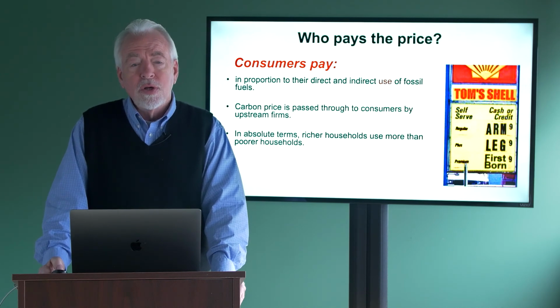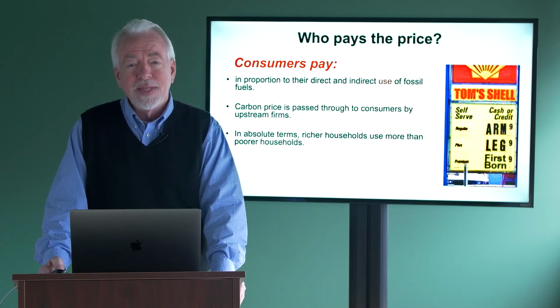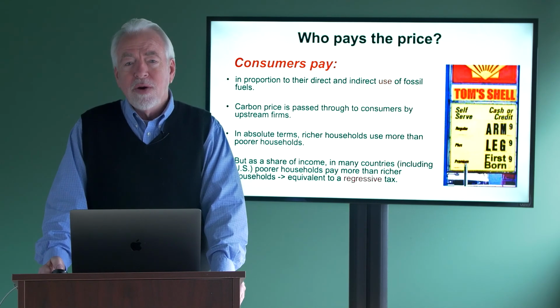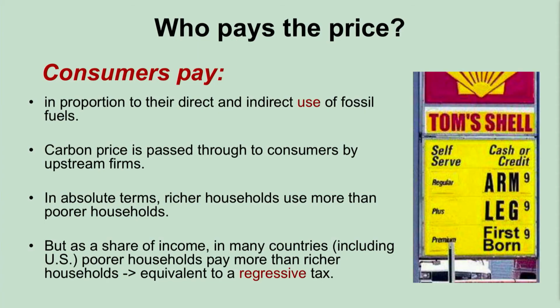In absolute terms, richer households tend to use more fossil fuels than poorer households because they consume more. They consume more of just about everything. That's what it means, or one of the things it means to be rich. On the other hand, as a share of their income and expenditure, in many countries, including the United States, poorer households, lower income households, pay more than richer households because fuels are a necessity, not a luxury. So the percentage of their income and expenditure that goes to fuels is higher in low income households than in upper income households. In other words, putting a price on carbon is equivalent to a regressive tax.